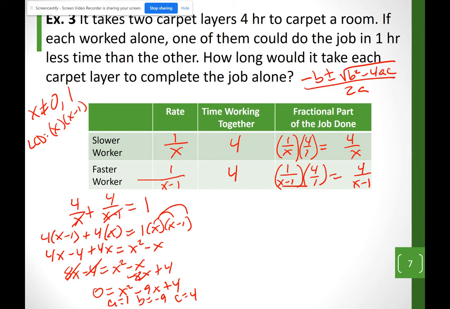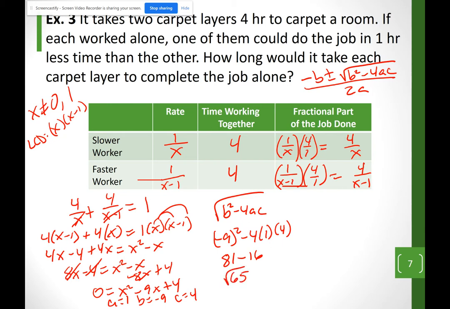I must do the square root part first. I'm going to do B squared minus 4AC, and then I'll do the square root on that. So B squared, negative 9 squared, minus 4 times 1 times 4. Negative 9 times negative 9, that's positive 81, minus 16. Now 81 minus 16, that's 65.